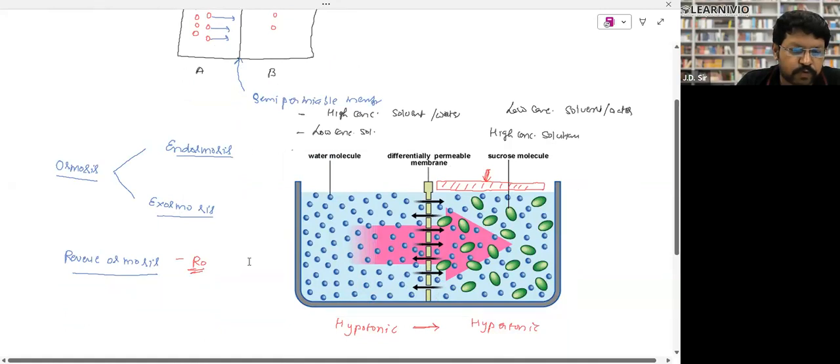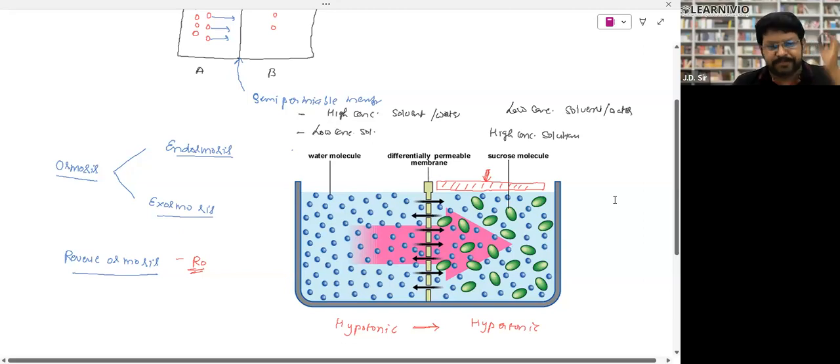Martin, I want your focus over here. Look. Okay, sir. Try to understand and note down, because osmosis is a bit confusing when the question comes in terms of solvent, solute, or water, or solution, right?